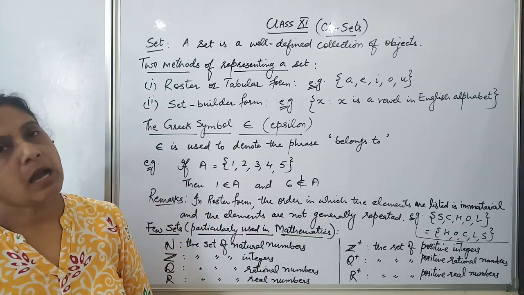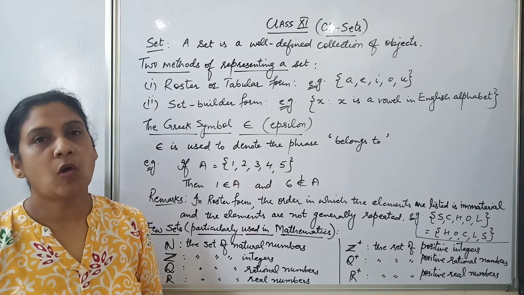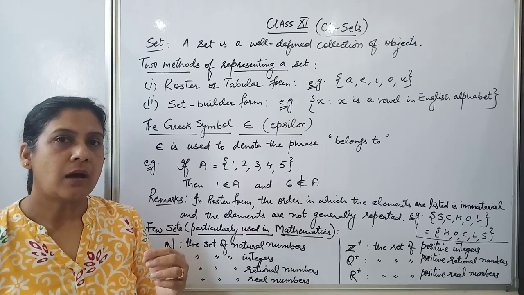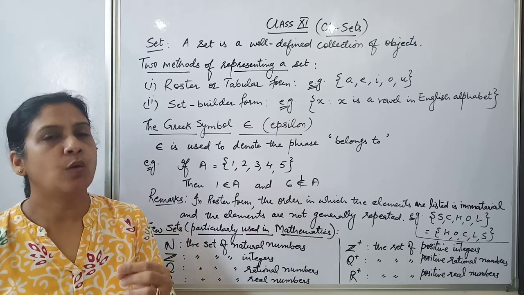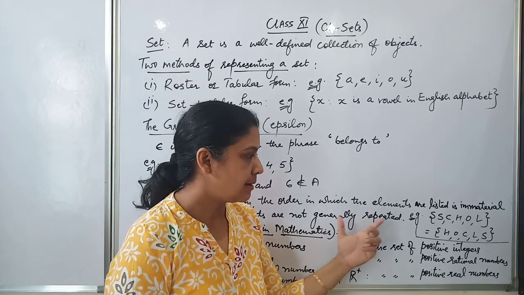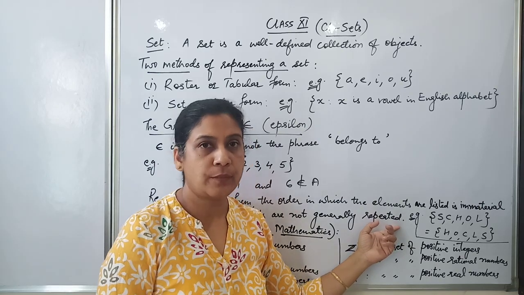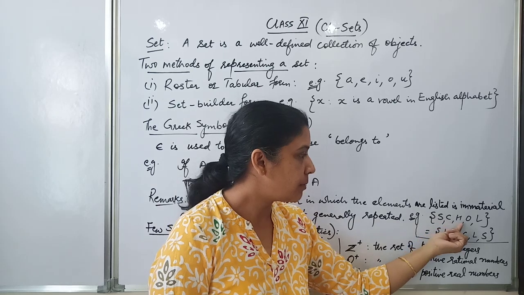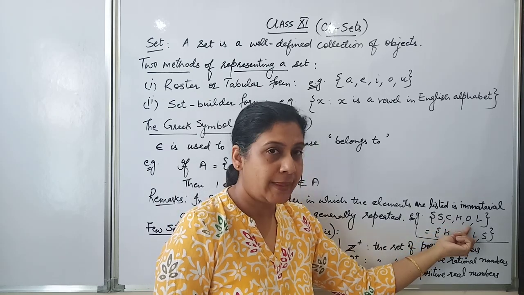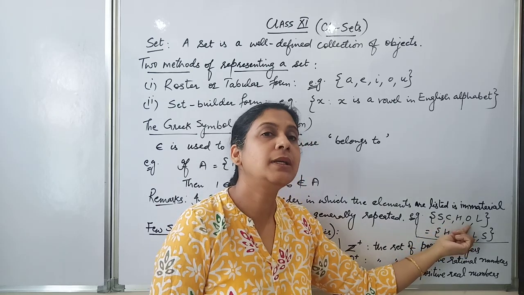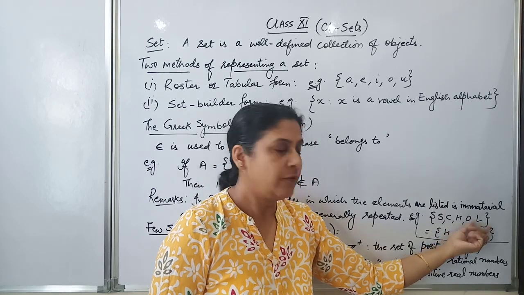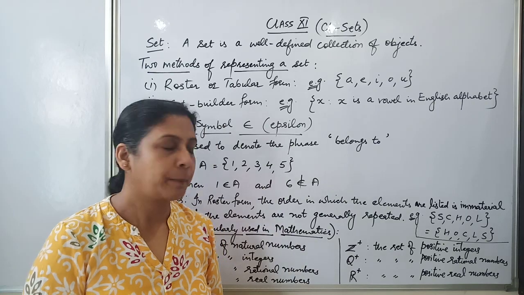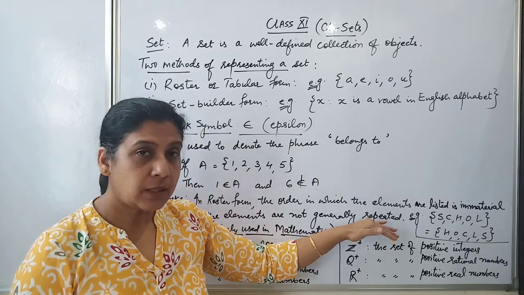For example, I ask you to make a set of all the letters in the word school. School spelling is SCHOOL. But when I ask you to write it in the roster form, you will be writing S, comma C, comma H, comma O. Then O will not be repeated. It will not be given again. L within the braces. So I have listed out all the elements. So this is the roster form. And it is not repeated, one thing.